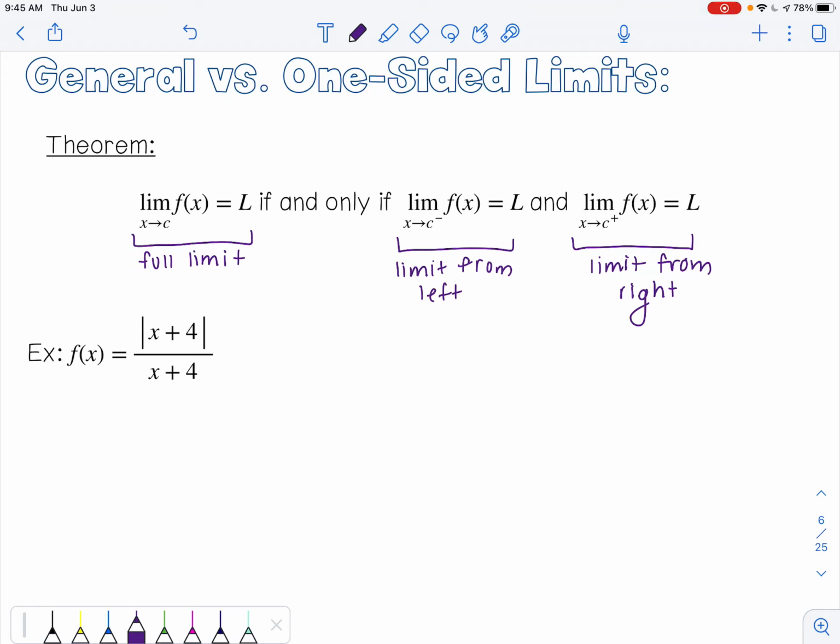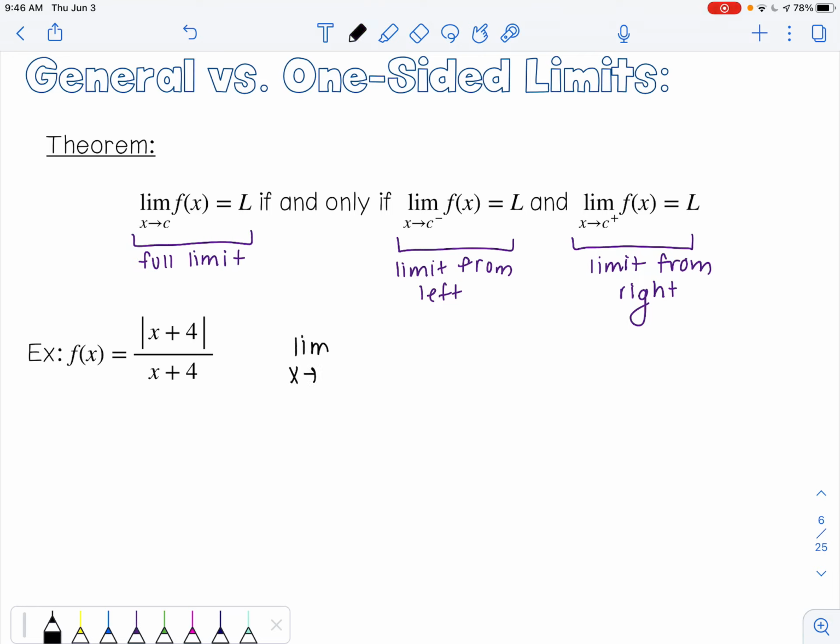All that means is that the left and the right side have to approach the same y value for the overall limit to exist. If the left and right approach different numbers, that means the overall limit does not exist, but we can still evaluate limits from one side. A great function to talk about this with is the one that you see on your screen: f of x equals the absolute value of x plus 4 over x plus 4.